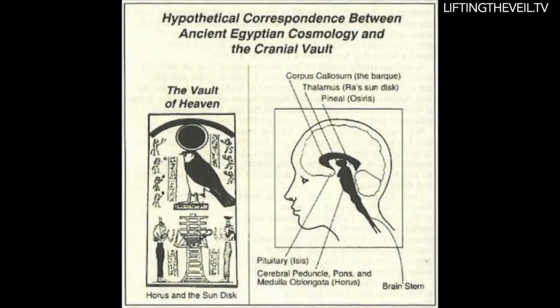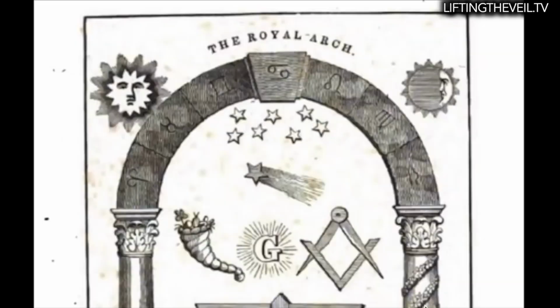The vault of heaven corresponding to the human skull, and the third ventricle or the fornix inside the brain, which is the vault of heaven corresponding to ancient Egyptian cosmology. And again, I mentioned that the fornix is called the fornix because it means an archway. And here we're looking at the Freemasonic Royal Arch. And later on in the video I will tie this in as to why it's royal.